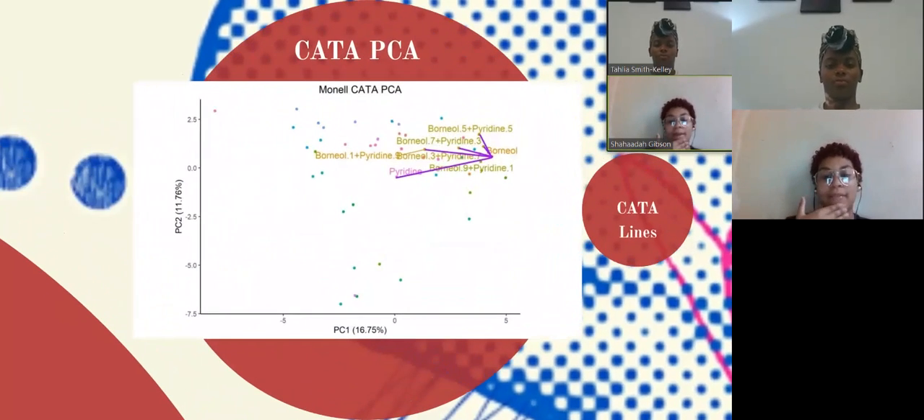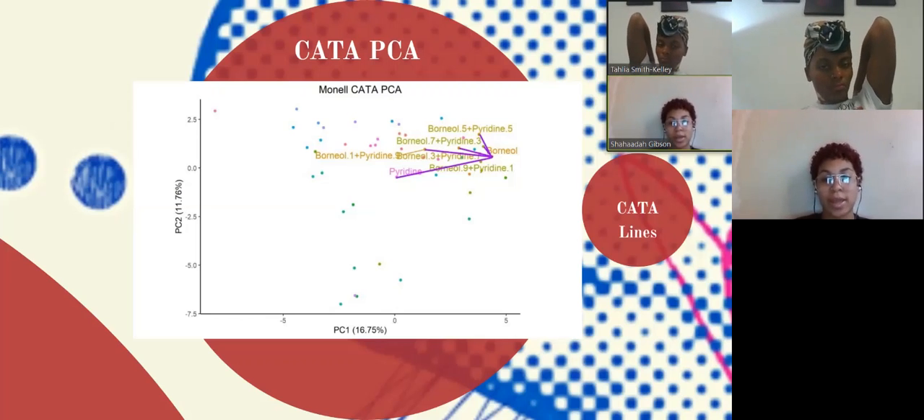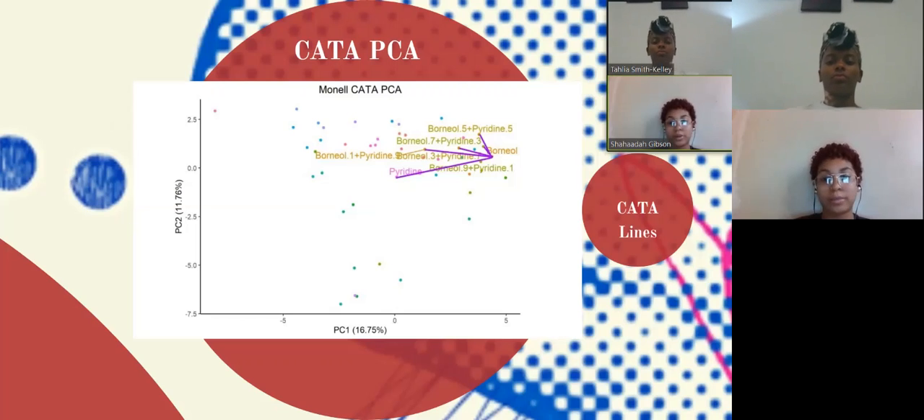So here we have a CADA, check all that apply, PCA plot. In CADA, it's describing the checked attributes, which are the x and y axes. The dots that you see represent an odor. So in this PCA plot, we are looking at two unique compounds, brenniol and pyridine, as well as their mixtures. The lines represent the distance from one single compound to its mixture and to the other single compound.